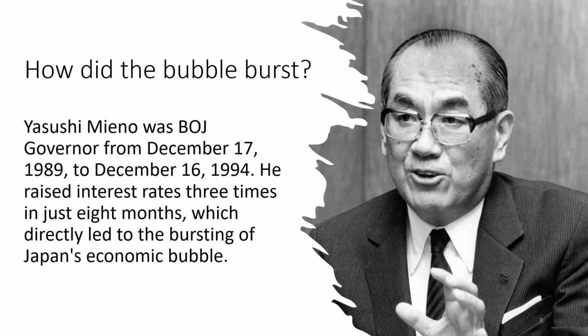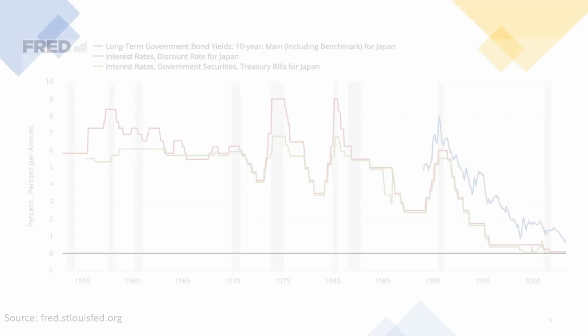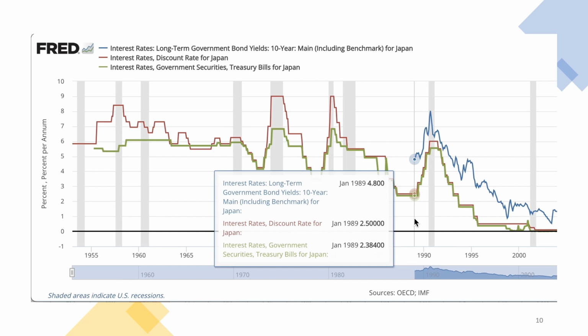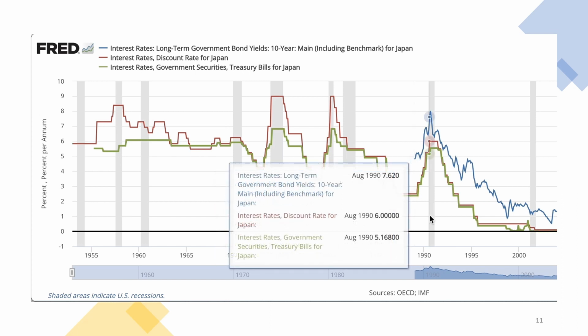And in 1989, the Japan government finally decided to raise the interest rate to pierce the bubble. And Yasushi Mieno was the governor of the Bank of Japan at that time. He raised the interest rate 3 times in just 8 months. And he made a drastic increase, the interest rate increasing from 2.5% to 6% in about 2 years, resulting in a sudden tightening of liquidity. And as shown in the figure, Japan's interest rate was 2.5% in 1989, but by 1990, Japan's annual interest rate had risen sharply to 6%.